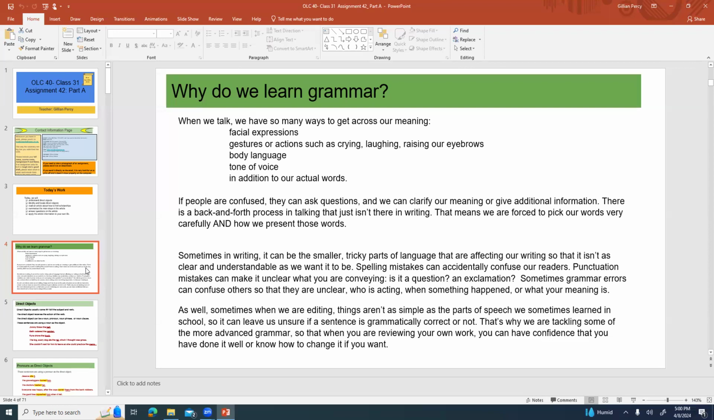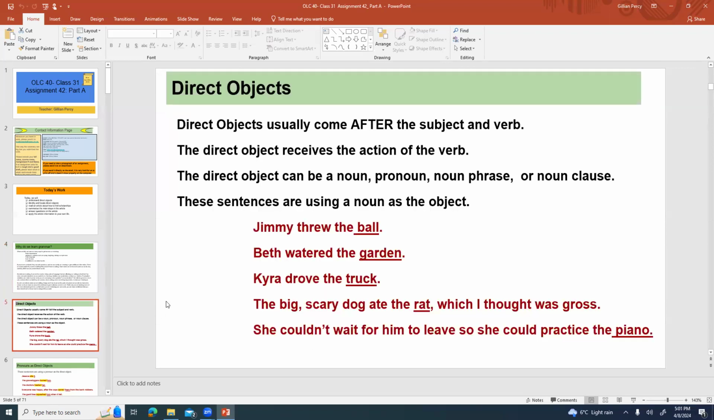Sometimes grammar errors can confuse others, so they are unclear who is acting, when something happened, or what your meaning is. As well, sometimes when we are editing, things aren't as simple as the parts of speech we sometimes learned in school. So it can leave us unsure if a sentence is grammatically correct or not when we're checking it. So that's why we're tackling some of the more advanced grammar, so that when you are reviewing your own work, you've got the confidence that you've done it well, or that you know how to change it if you want to.